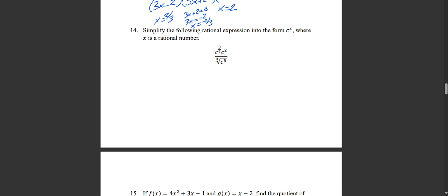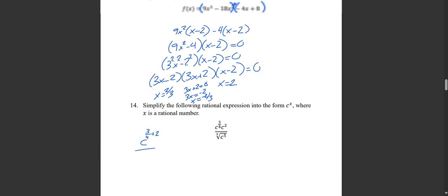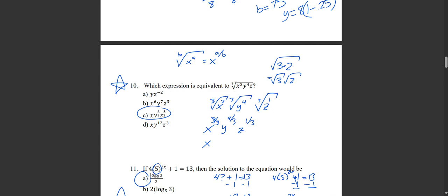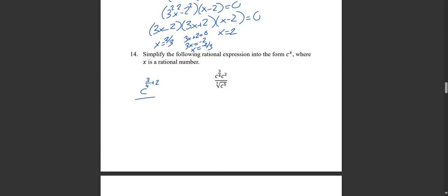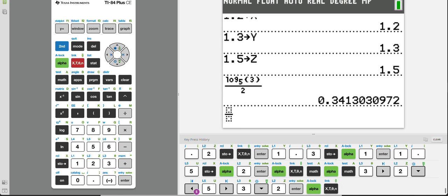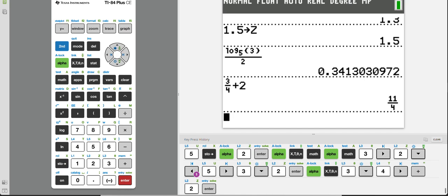So on the top, we can do a product rule. C to the power of 3 over 4 plus 2. And on the denominator, we can do the same thing we did up here, where we're employing this idea. So this would be c to the power of 5 over 3. So 3 over 4 plus 2. If you don't know what that is, it's 11 over 4.